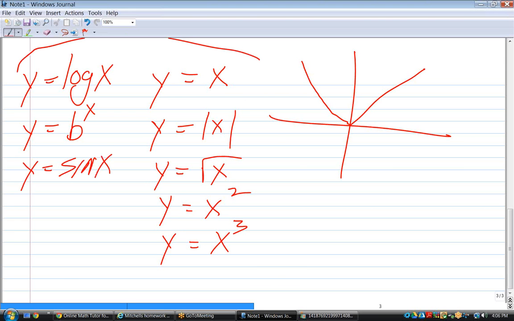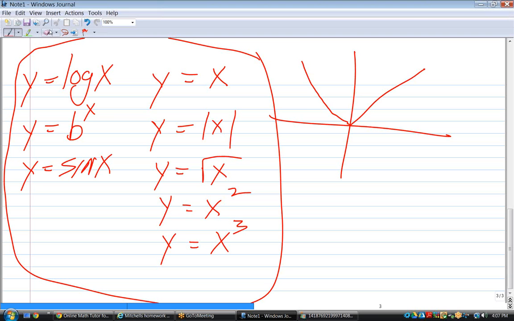You should have had most of these. Is there any one there you're not familiar with? Log x. Log x looks like this. Oh no, we saw that. Yeah, you've seen that. It's the inverse of e to the x. In other words, b to the x graphs like this, and this is actually an inverse function of the exponential function.